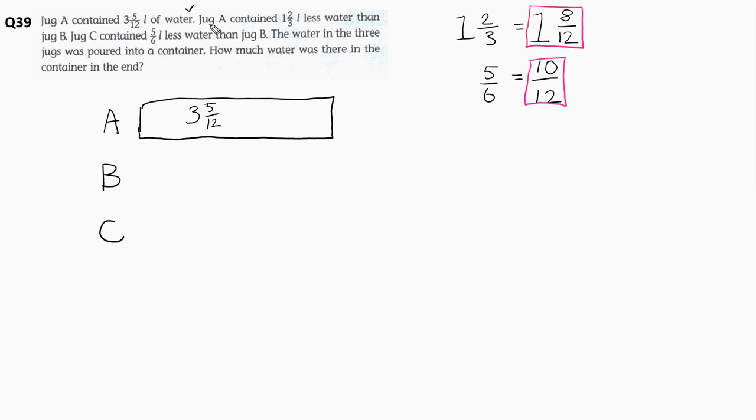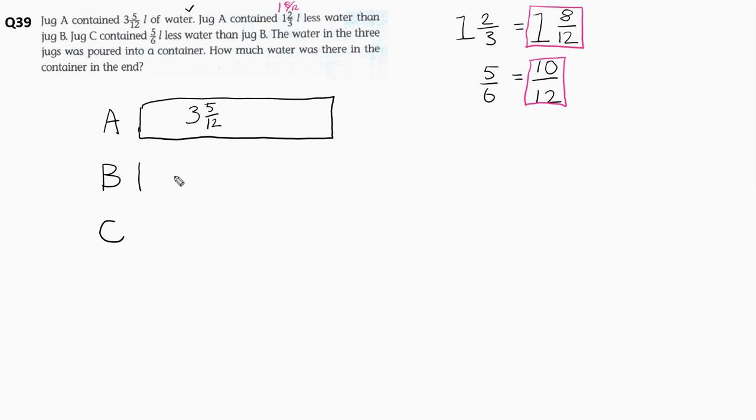And we're told that jug A contained 1 and 2/3, or we're going to call it 1 and 8/12. In fact, I could just write it here, couldn't I? So 1 and 8/12 twelfths of a litre less water than jug B. Okay, so A has less than B. So B has more than A.